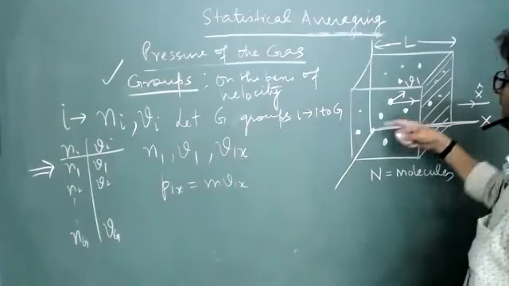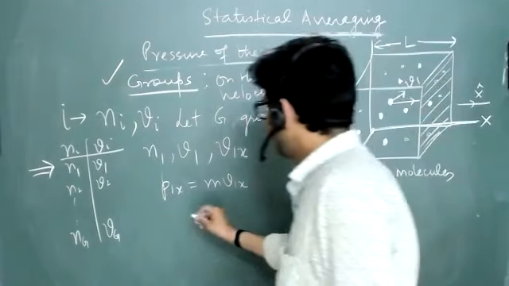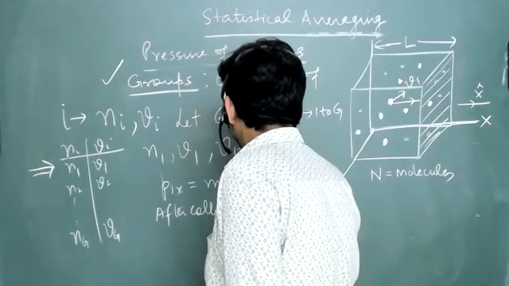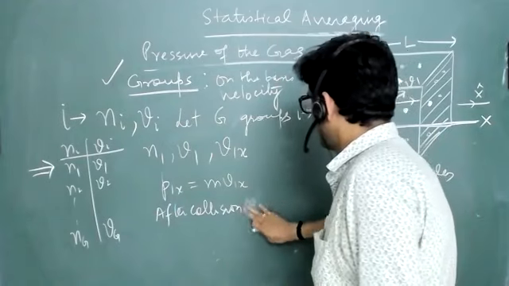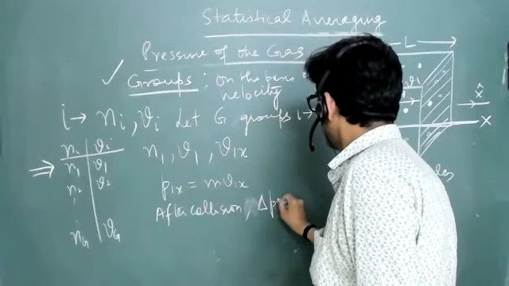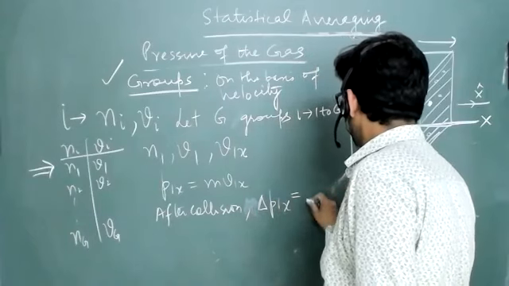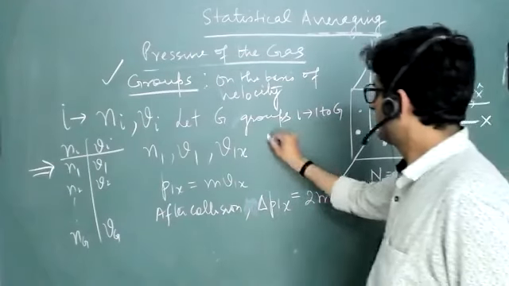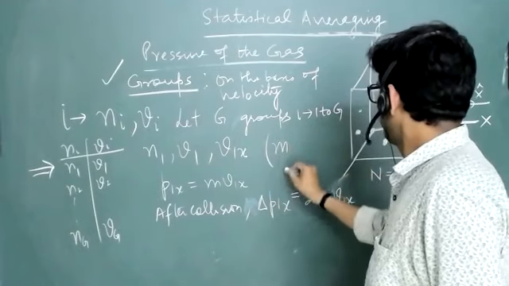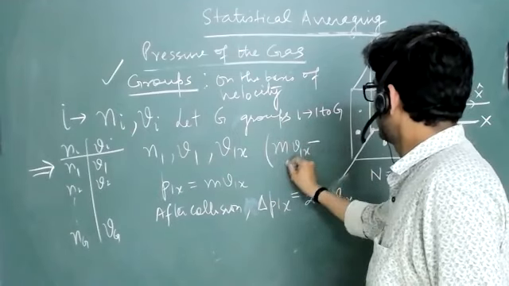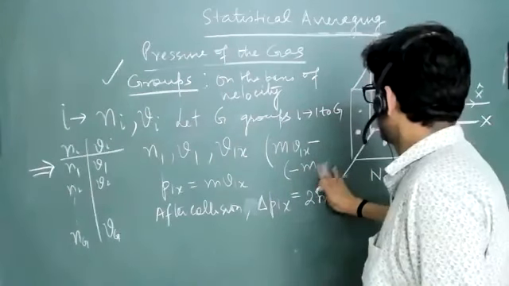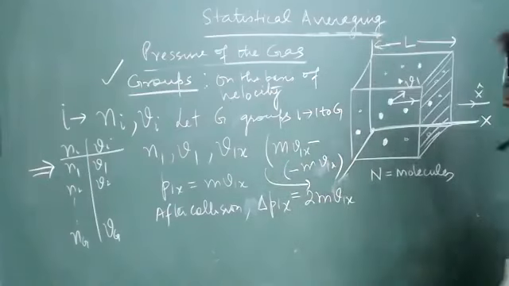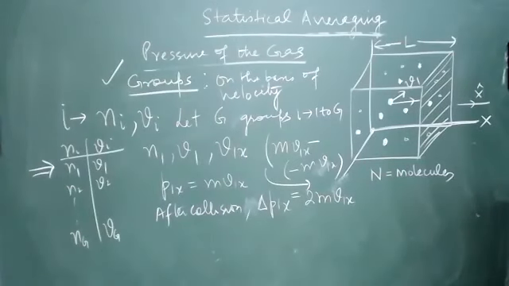It will be moving with this momentum. It will collide and then come back. So after collision, what will be the change in momentum? 2 times mv. Let us write delta p1x. It will be equal to 2 times m v1x. So you can do the calculation by putting m v1x minus (minus m v1x). This will give you 2 times m v1x. Is that correct?